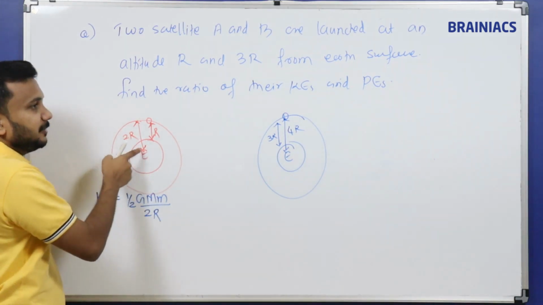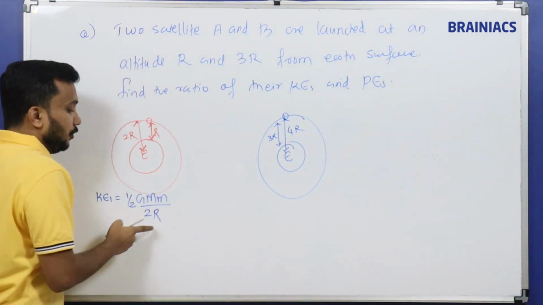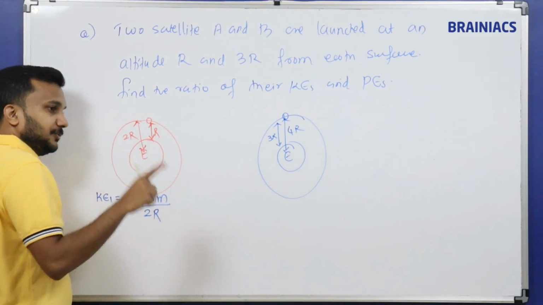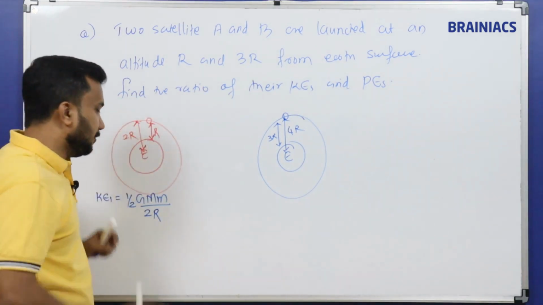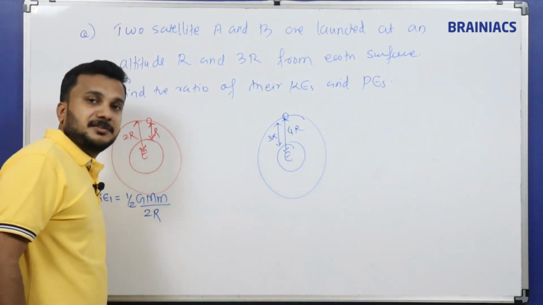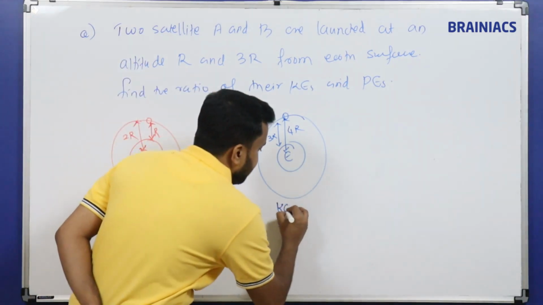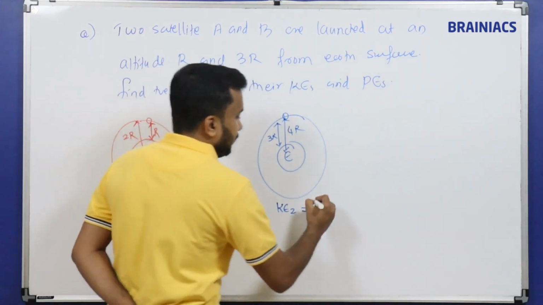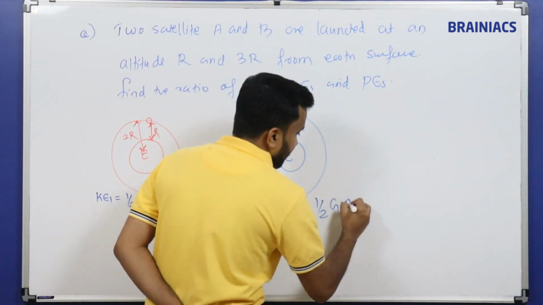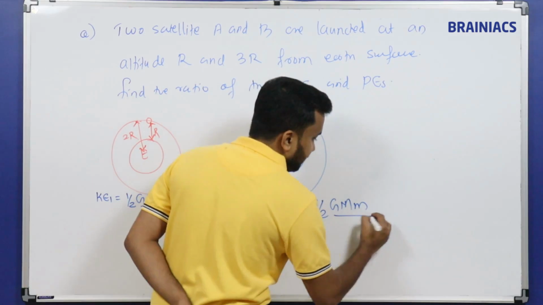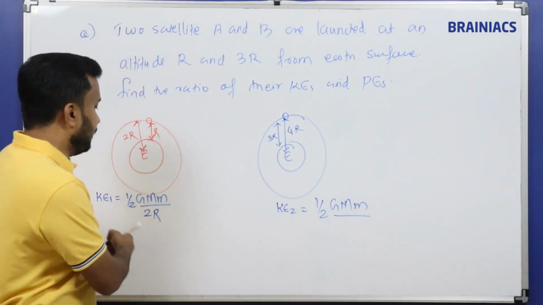Why? Because we are taking from the center. Very important. Do not take r. If you take r and solve, you will get one option, and that option will be there as option A in your entrance paper. Okay, so 2r done. I'll go here. Kinetic energy 2 will be equal to 1 by 2 into GM, mass of earth and mass of satellite, divided by r.